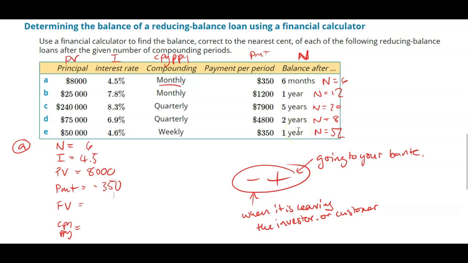Future value. Use the finance calculator to find the balance, correct to the nearest cent, of each of the following reducing balance loans after the given number of compounding periods. So actually, they need us to find the balance. FV is the unknown here, so we're going to leave that blank. And then CPY, PPY is monthly, so it's 12. If you type that into the calculator on Finance Solver, it will give you the answer.